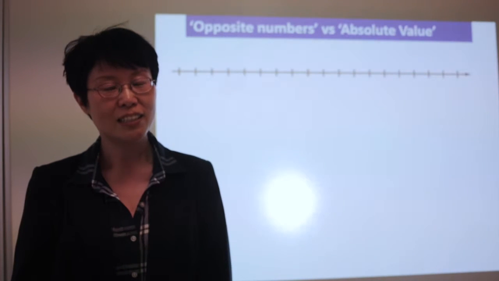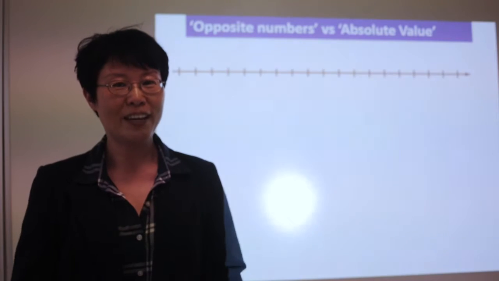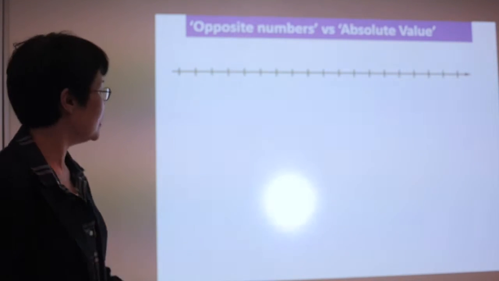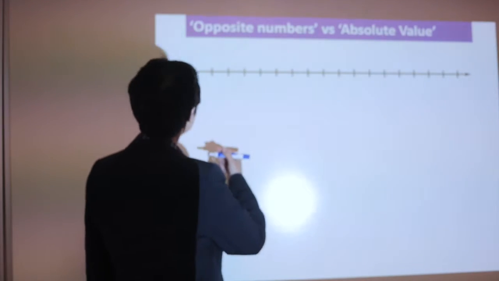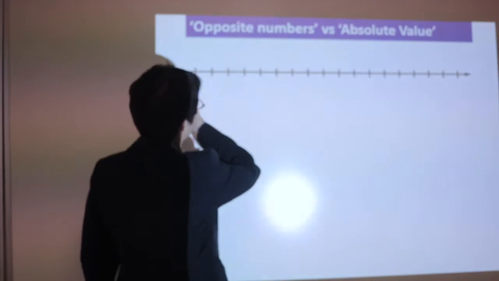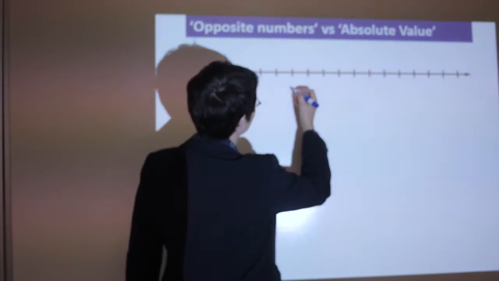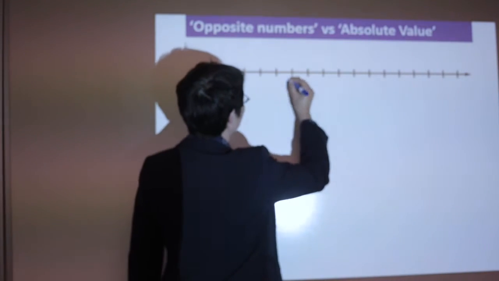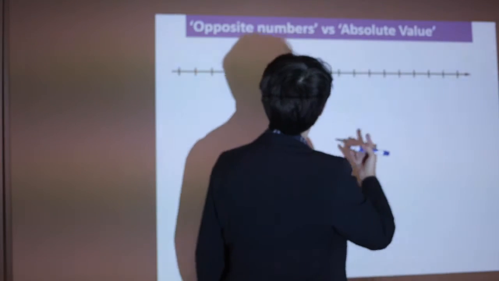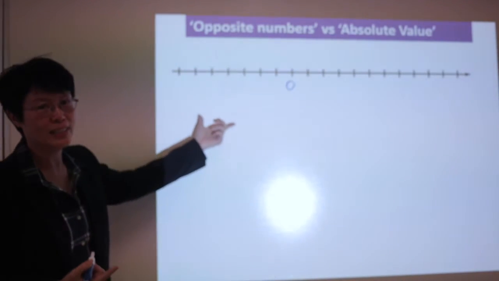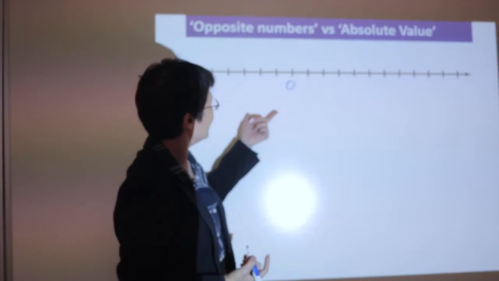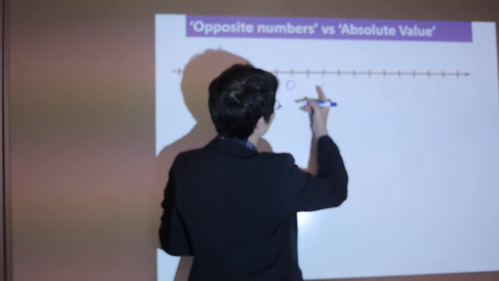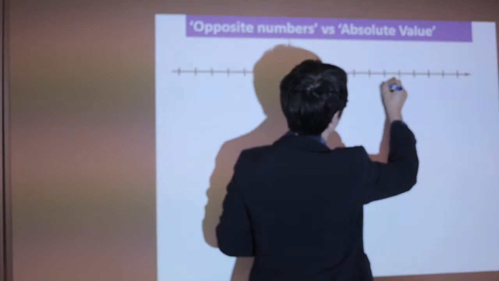Let me first locate 3 on the number line. We know that every rational number has a unique position on the number line. I've got a line and I need an origin. Let's put it here because I need it to be somewhere in the middle. And now I have to divide the unit. So if I take this as my 1, then 3 would be here.